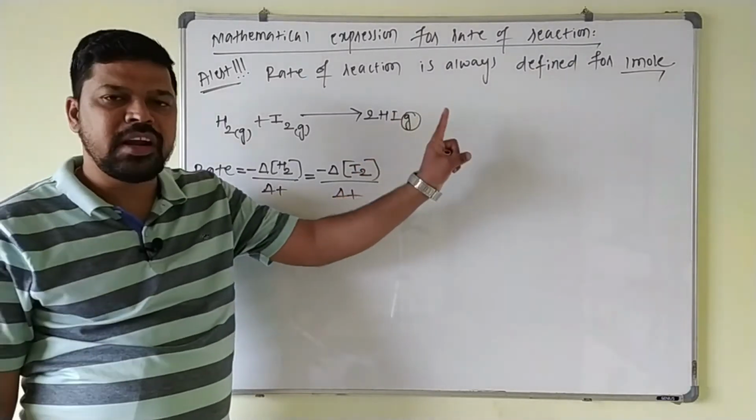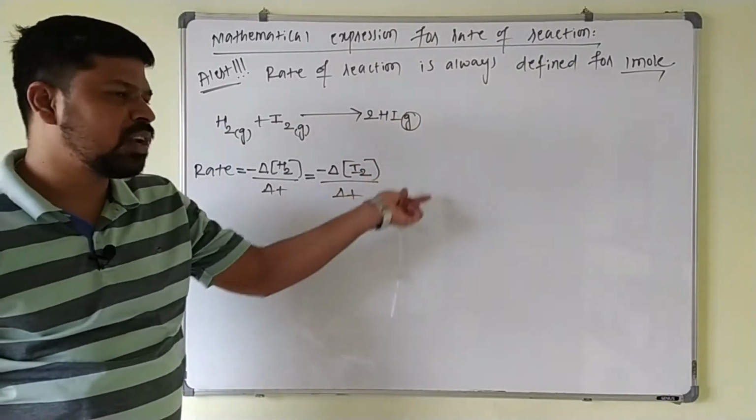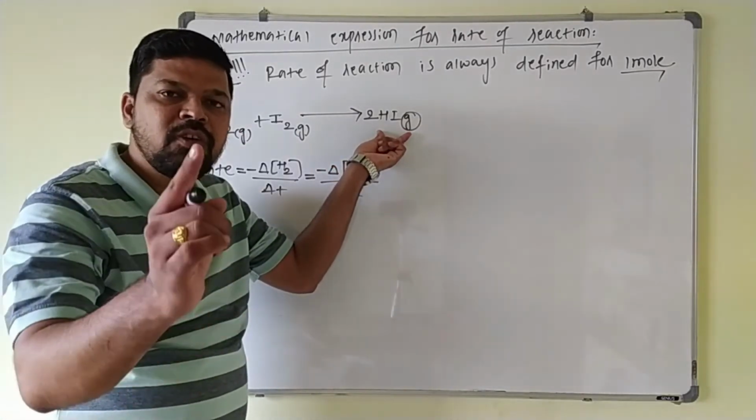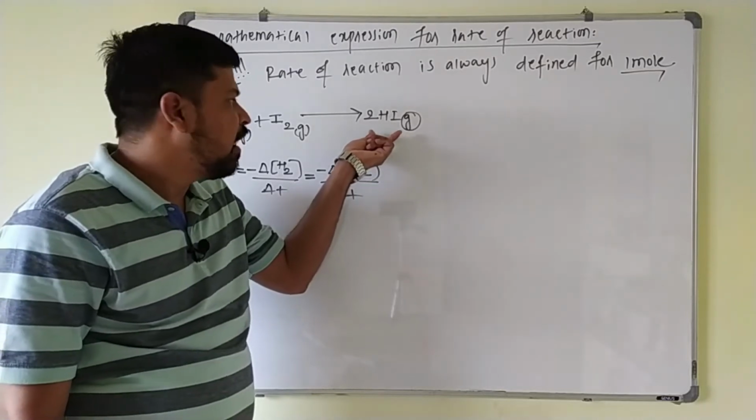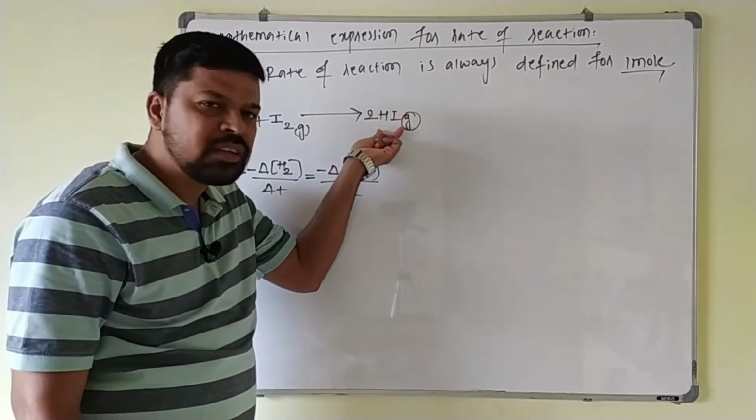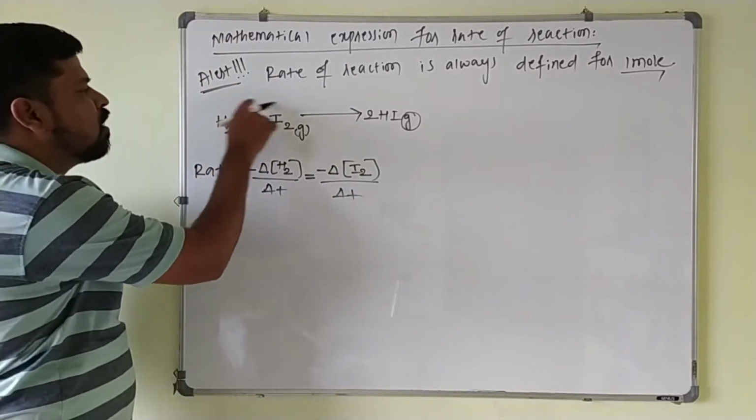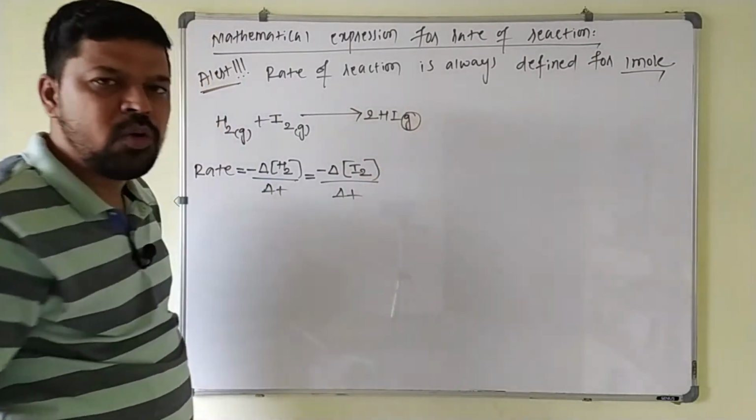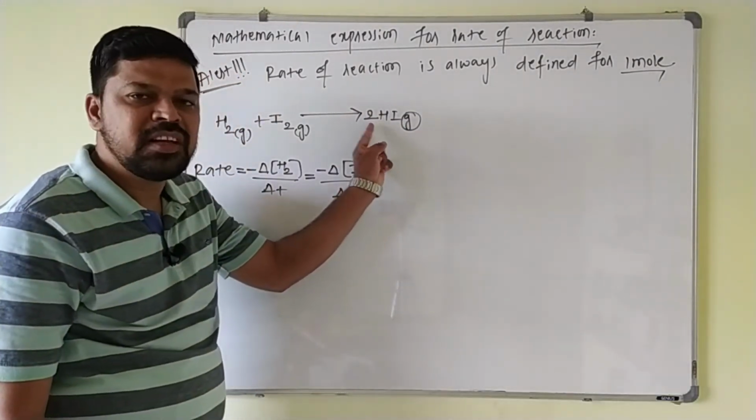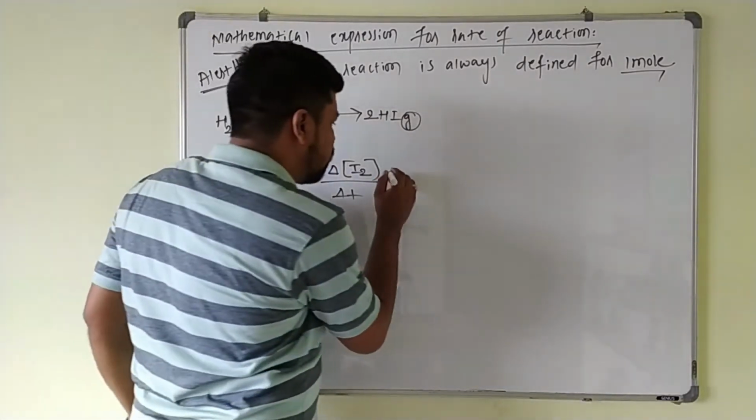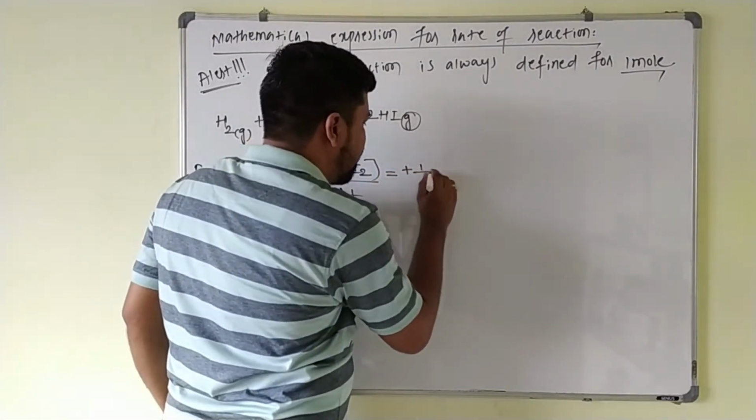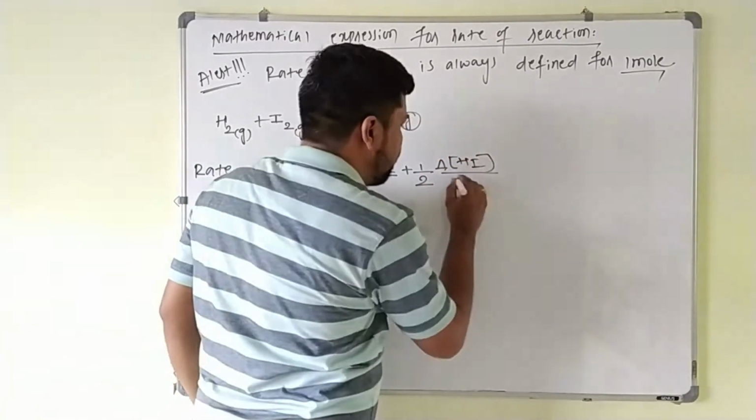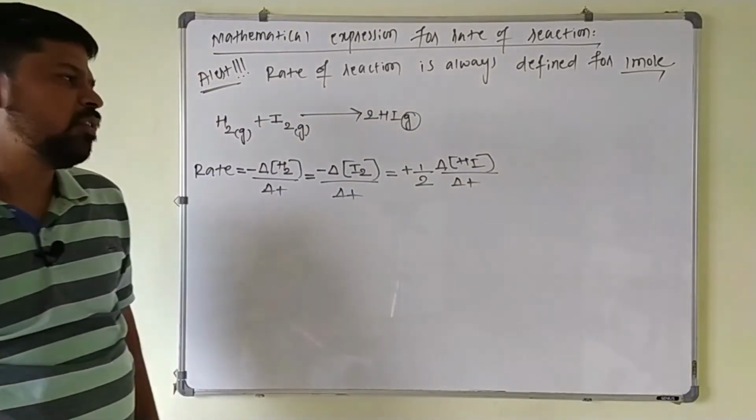For product you should not write negative sign, you have to write what? Positive here, because its concentration is increasing. But here 2 moles of HI is formed here. Rate of the reaction is defined for 1 mole only. Here 2 moles are given. Rate of appearance of HI is 2 times the rate of disappearance of H2 and I2 here. So here they have given for 2 moles, you have to write it for 1 mole. Whatever the stoichiometric coefficient is there, just you have to divide by that. So this is equal to plus 1 by 2 change in concentration, that is, increase in the concentration of HI divided by time taken. Like this you have to write here.